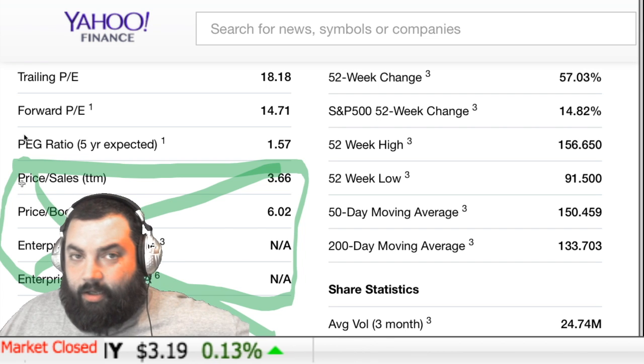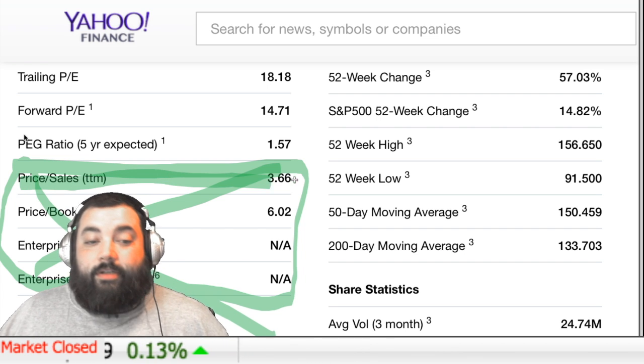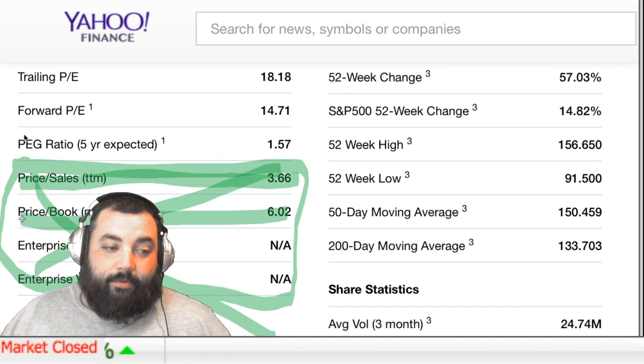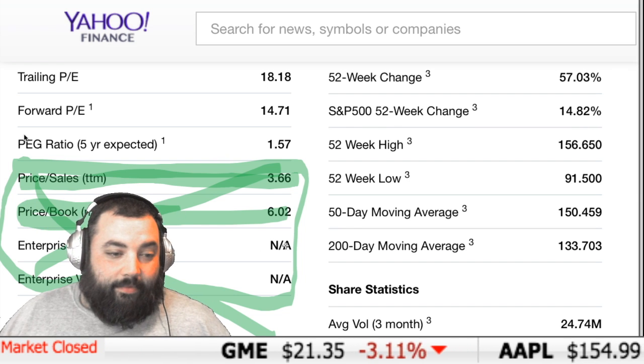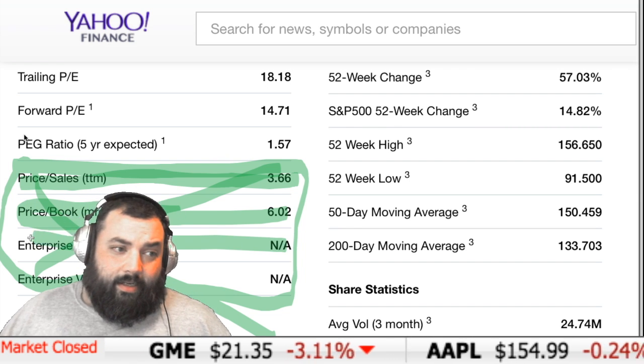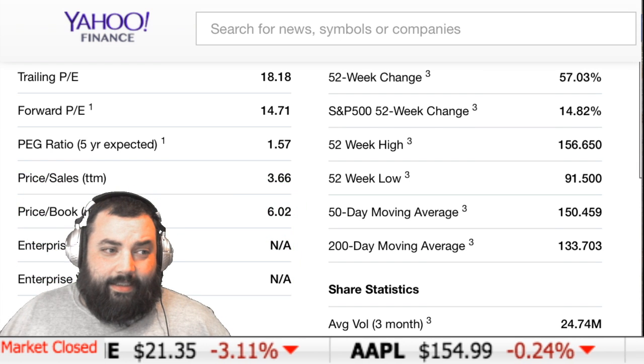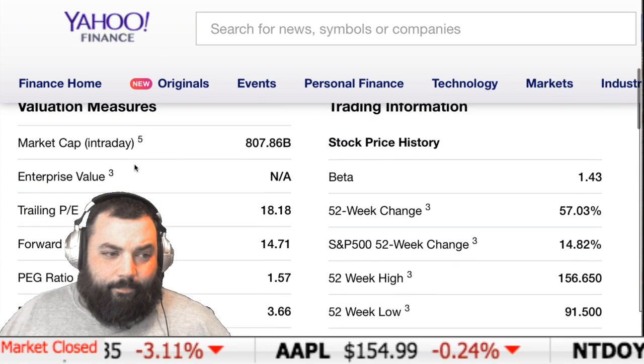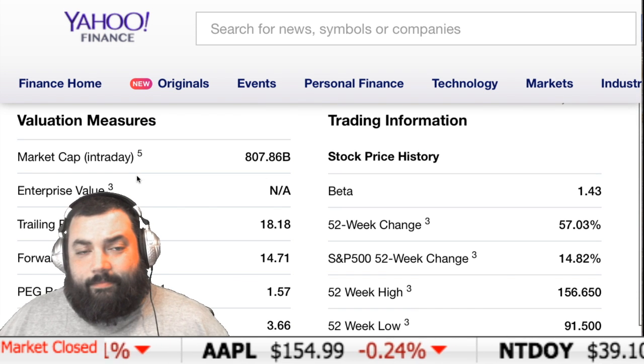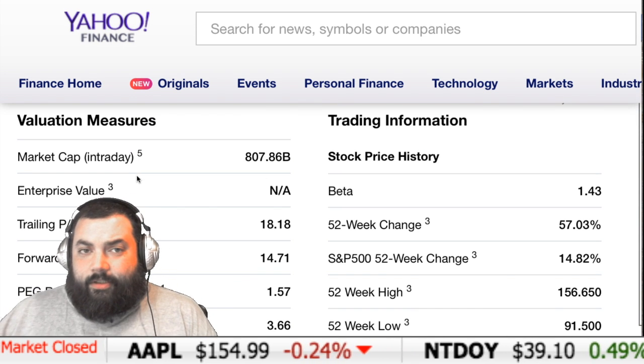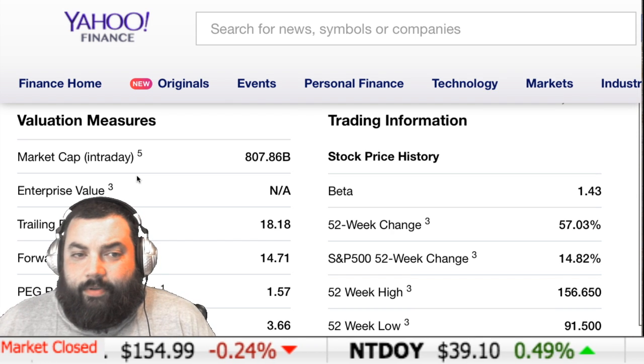Those could all be good tools to measure. You don't hear people talking a lot about them, the price to sales, price to book, enterprise value stuff. They stick with the market cap and the PE or PEG. And those are good starting points, and you can get an idea of what they mean.